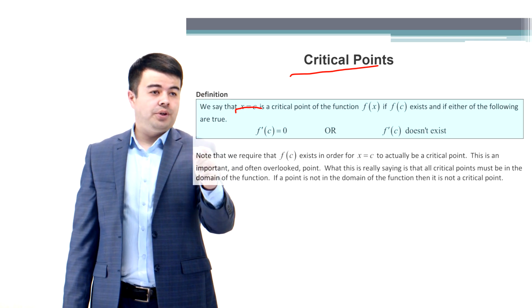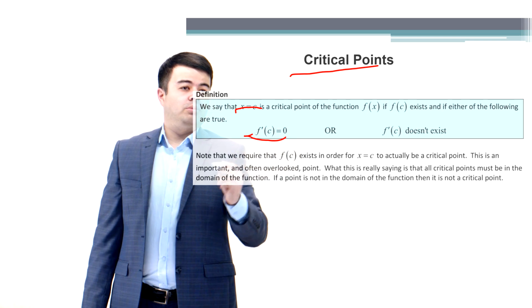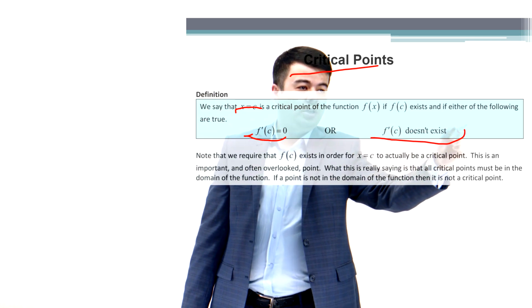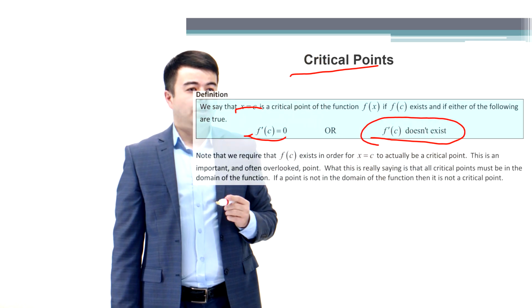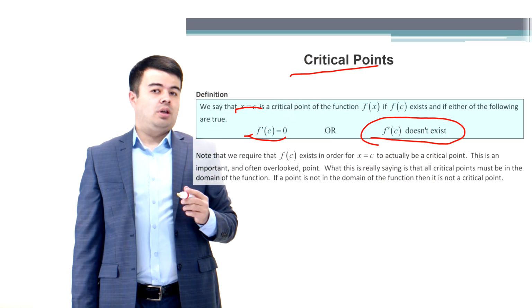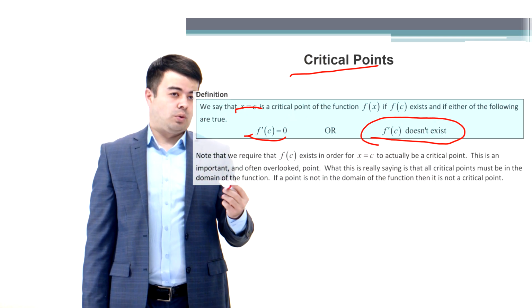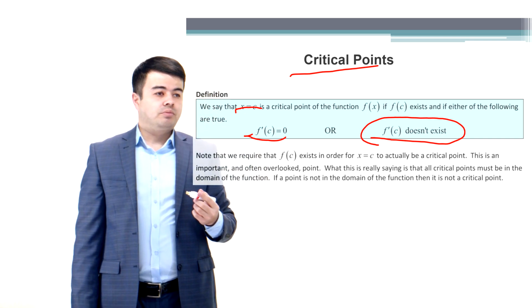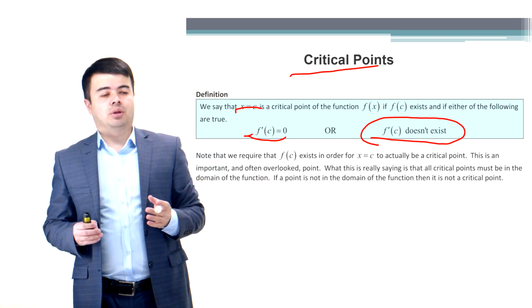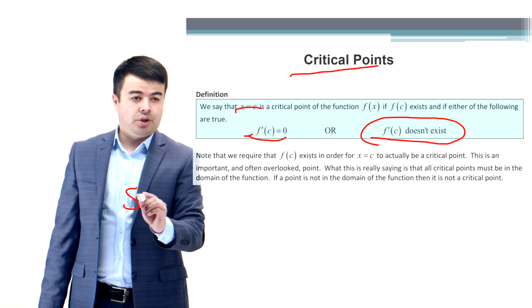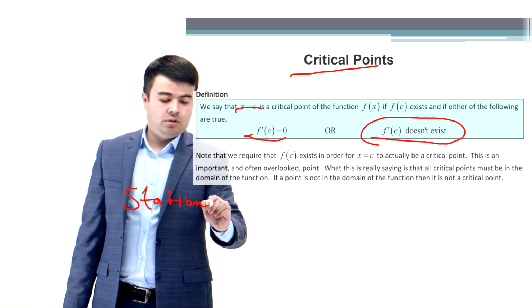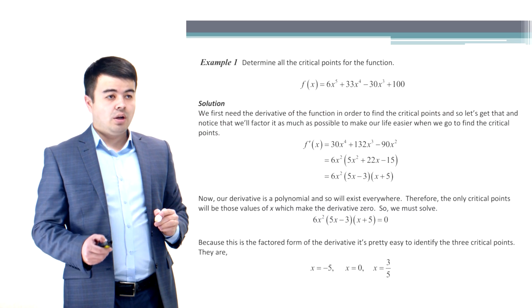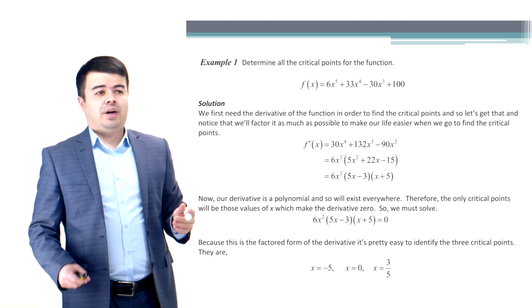First of all, f prime of c equals 0, or the second condition is f prime of c does not exist. So to be a critical point, the first order derivative should be equal to 0 or it doesn't exist. We can also call these critical points stationary points. Now, let's give the first example to find critical points.